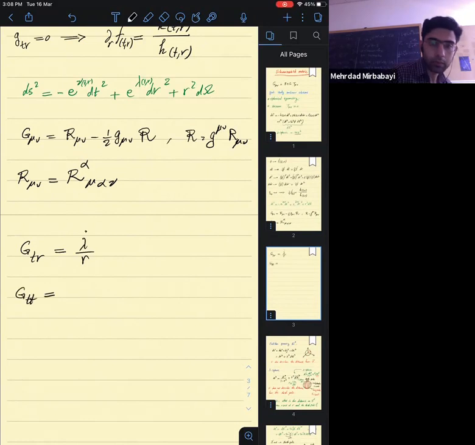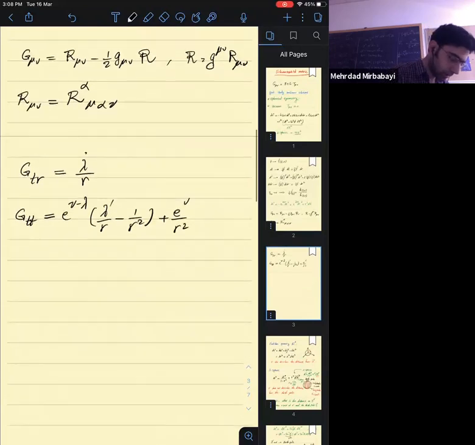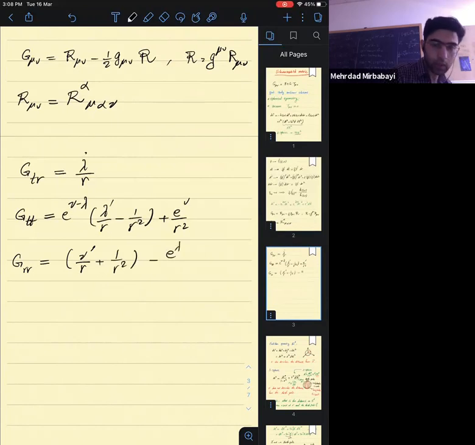G tt is given by e to the nu minus lambda, lambda prime divided by r minus 1 over r squared, plus e to the nu over r squared. And then G rr is equal to nu prime over r plus 1 over r squared minus e to the lambda over r squared. So as you see, it is relatively manageable. And for now I don't need to write the theta and phi components of the Einstein tensor.